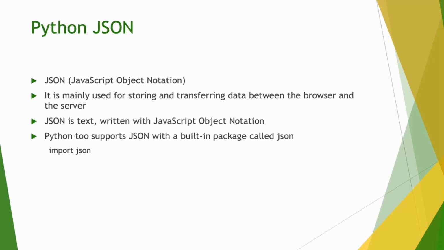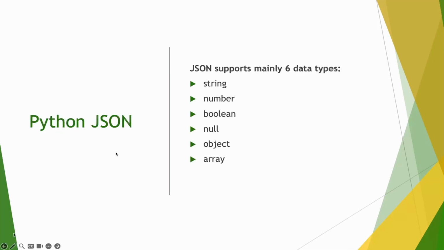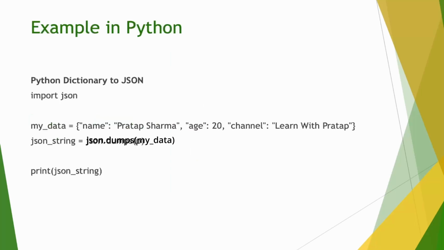Python also supports JSON with a built-in package called json. We can use it by importing the json module or package. JSON mainly supports six types of data: one is a string, one is a number, one is a boolean, one is null, one is an object, and the other is an array. Let's see an example in Python.